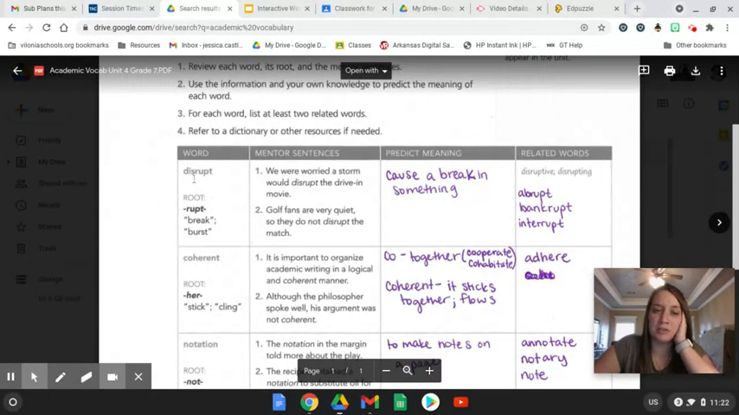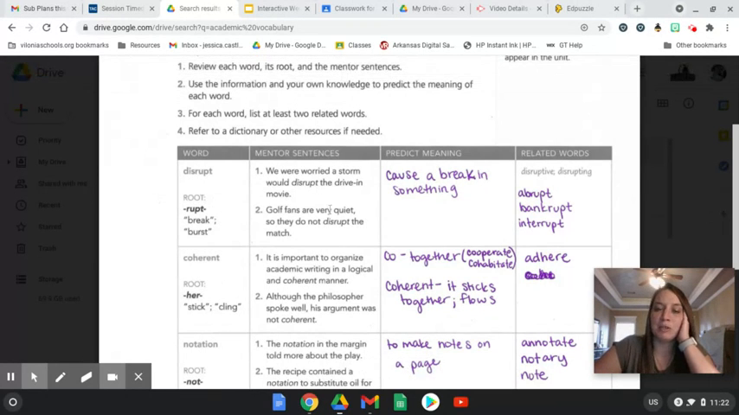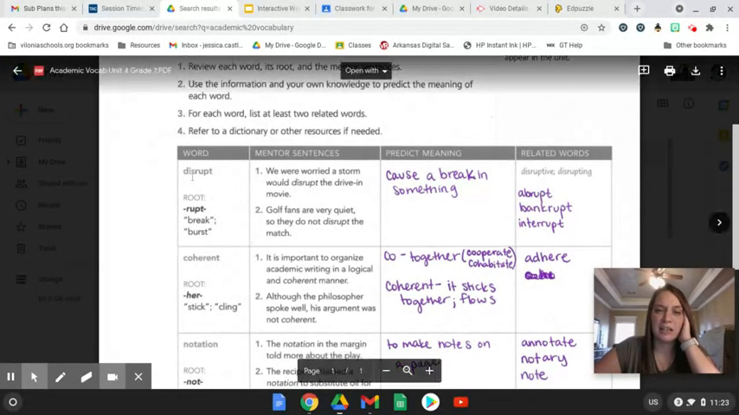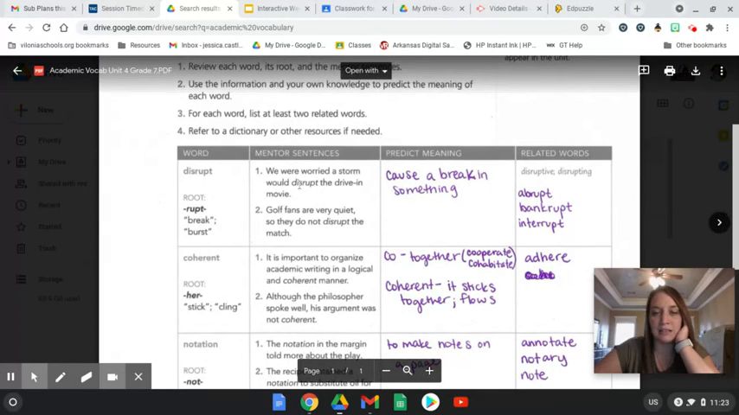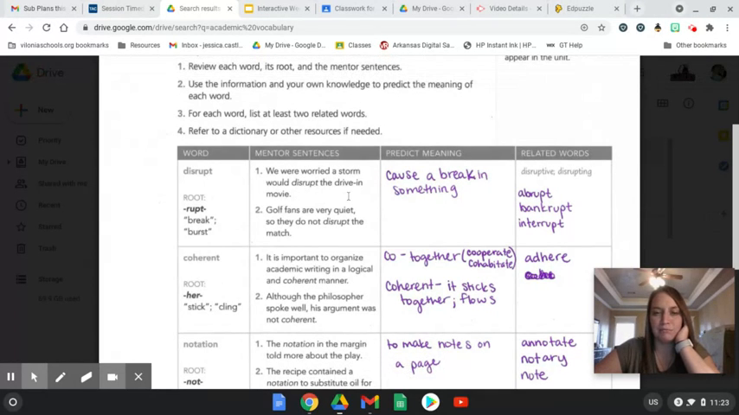So the question is, what does the word disrupt mean? And our mentor sentences say, we were worried a storm would disrupt the drive-in movie. Golf fans are very quiet, so they do not disrupt the match. Now, I would think the dis means not, but I don't really feel like it does in this case. So my predicted meaning is to cause a break in something. Because in this case, the storm is interrupting the movie. And so I kind of feel like interrupt and disrupt are similar.